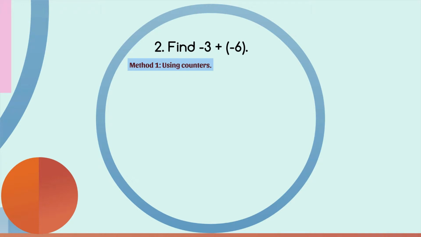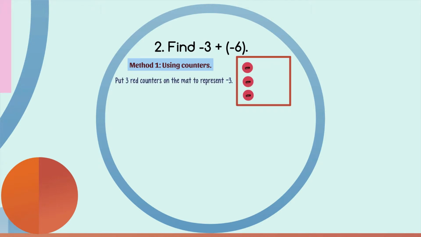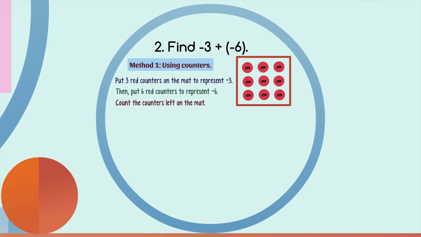As you can see, the integers are both negative in our example. Which counter represents negative integers again? That would be the red counters. So put 3 red counters on the mat to represent negative 3, and put 6 red counters to represent negative 6. Now we just need to count the counters on the mat to get the answer. If you counted them right, you should know that there are 9 red counters. So our answer using the first method is 9 and the sign is negative.